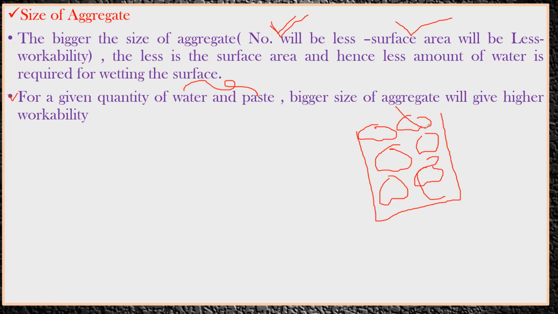Since there are bigger size of aggregate, the surface area required will be less. If surface area required is less, then more amount of cement paste is there for the lubrication, right? This is how the size of aggregate is going to affect the workability.